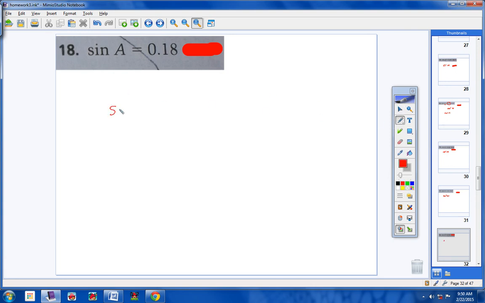We're missing an angle, so we're going to use inverse sine of 0.18. Enter that correctly, round correctly, and you will get 10.4 degrees. Okay, alright. Continuing on, we're doing well, guys.